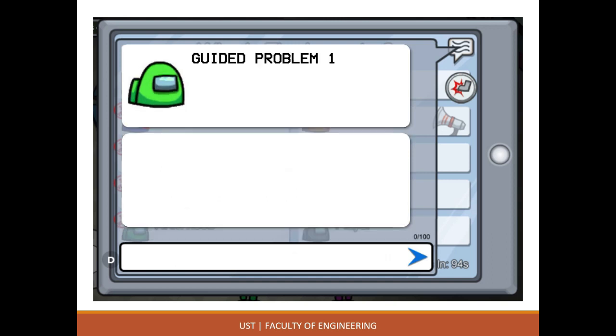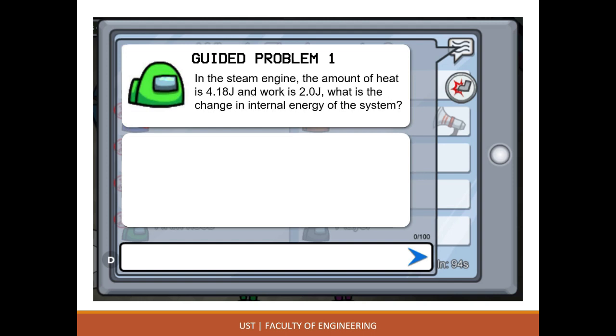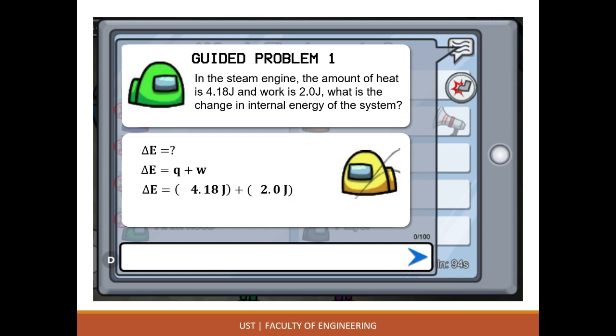In case of the steam engine presented, the amount of heat is 4.18 joules and work is 2 joules, we are tasked to calculate the change in internal energy of the system, which is water. Delta E can be calculated by getting the sum of the heat and work. Therefore, delta E is 4.18 joules plus 2 joules. But do not forget the sign convention.